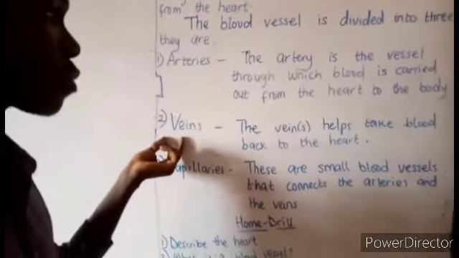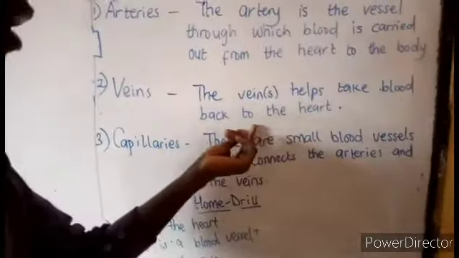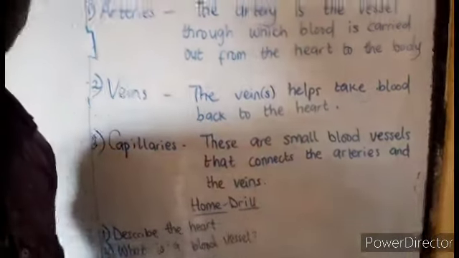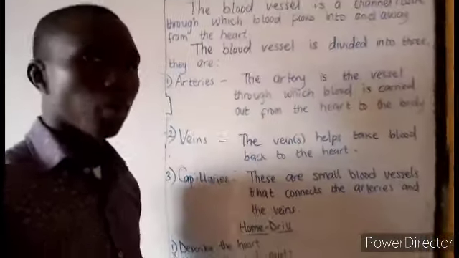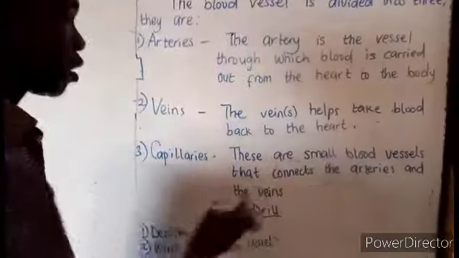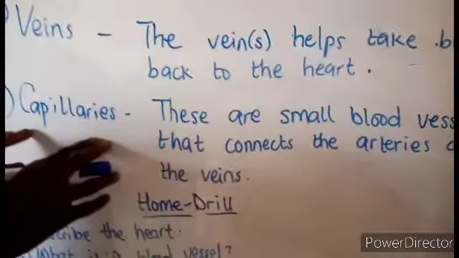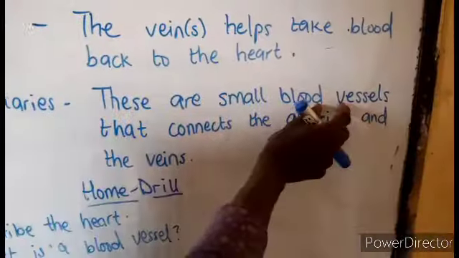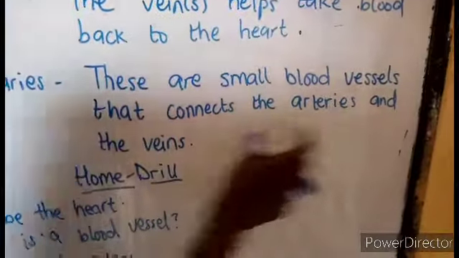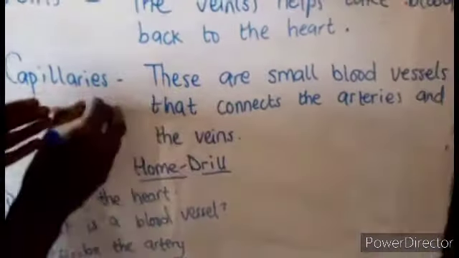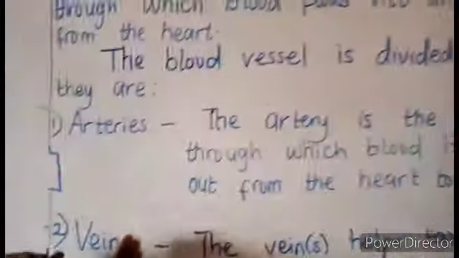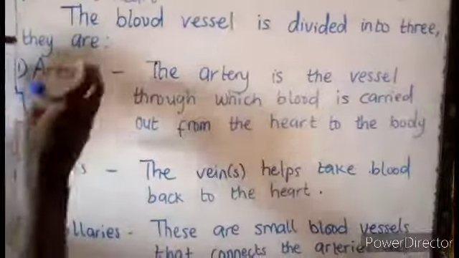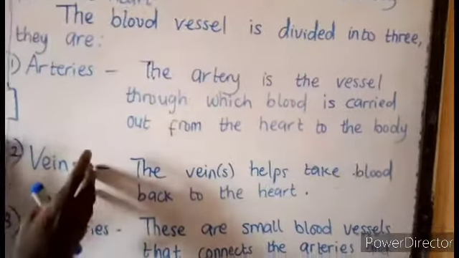Now the veins help take blood back to the heart. The vein is just a channel that helps the body to take blood back to the heart. Then lastly, we have the capillary. These are small blood vessels that connect the arteries and the veins. So the capillary is in between the artery and the veins.